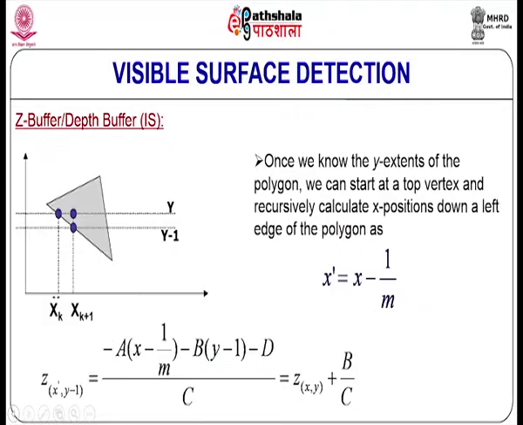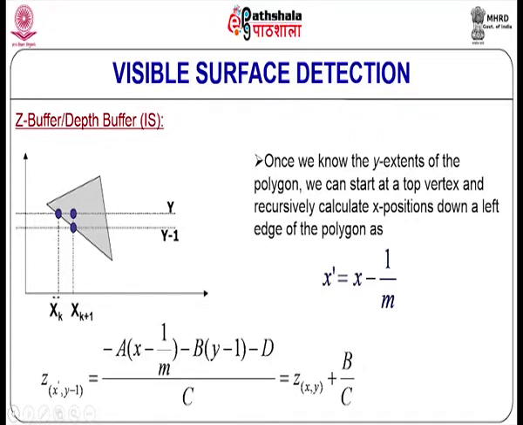Okay. We can also do this recursively along an edge of a polygonal face by taking y minus 1, and we can easily do this because, as we know, the next x dashed is equal to x minus 1 by m. You do not have to really compute; you can use recursive equations again. If you do a computation on the previous step, you can use it in the subsequent step using recursion.